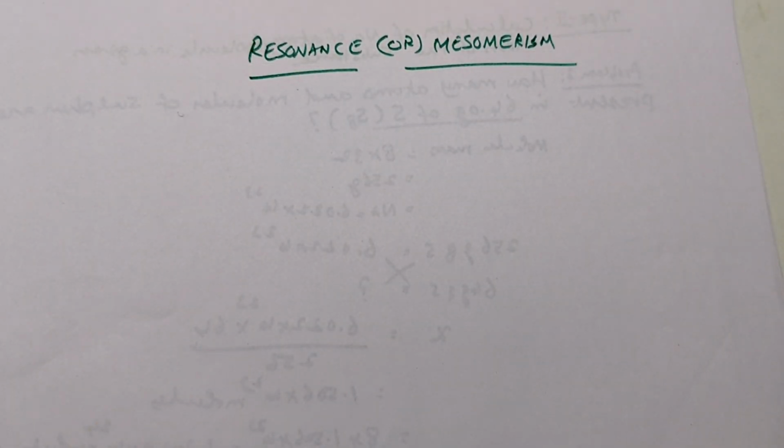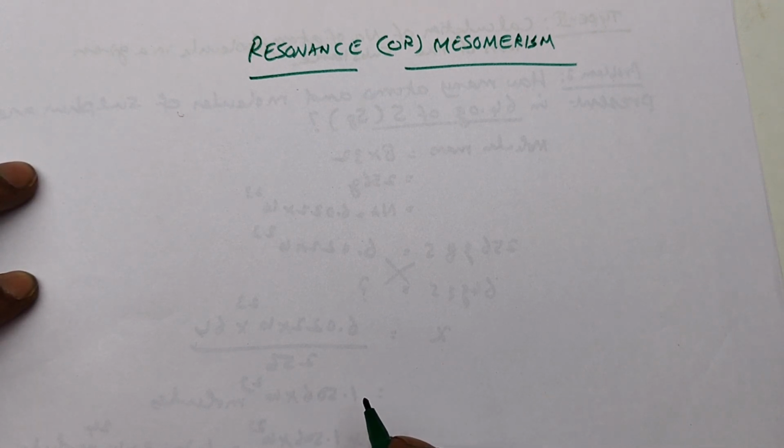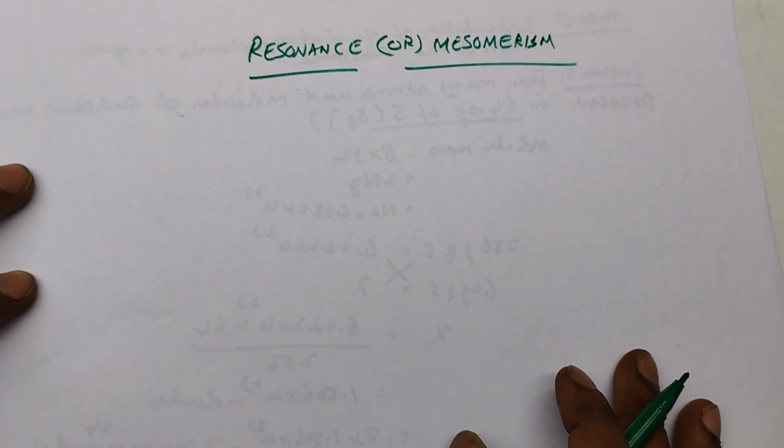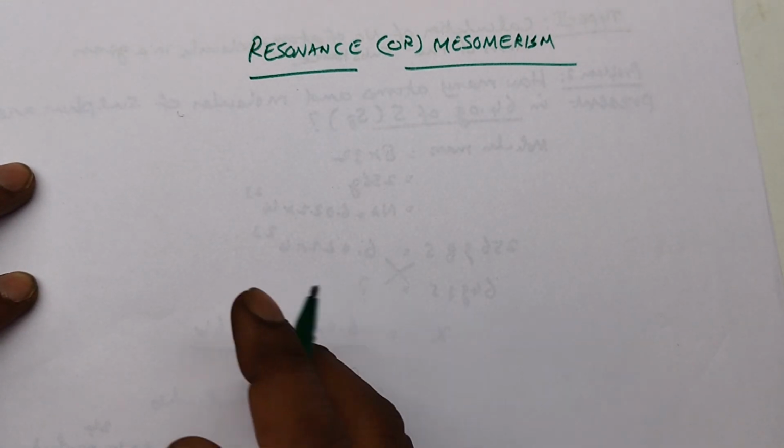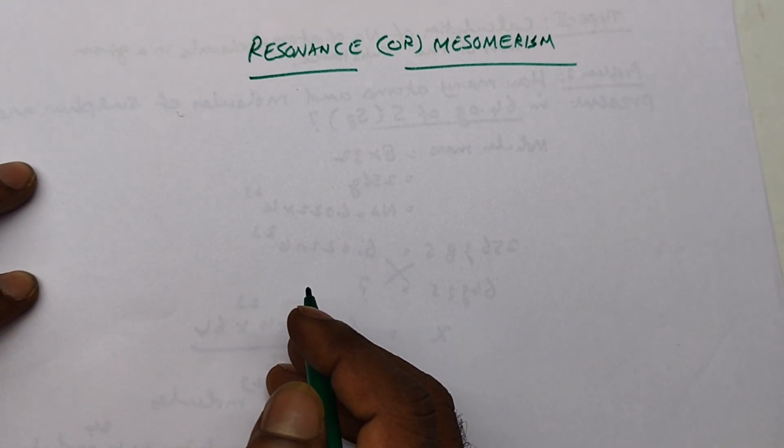Students, welcome to the CBSE chemistry lecture series. In the last video we discussed the electronic effects. Among the four electronic effects, we discussed inductive effect and electromeric effect. Now in this video we are going to discuss resonance or mesomerism.